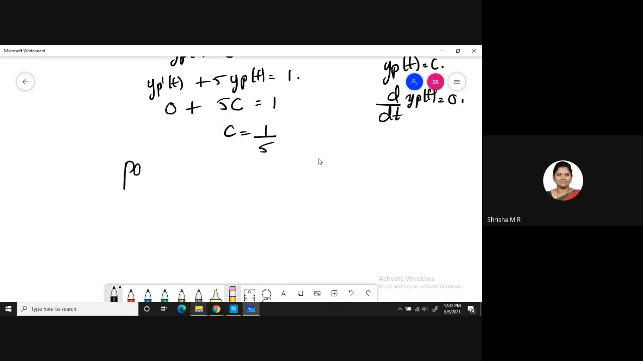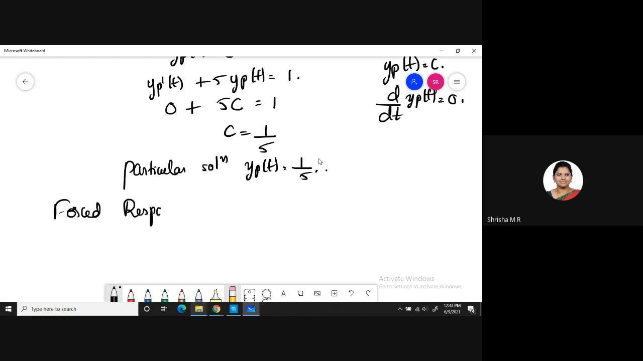The particular solution is yp of t, which is equal to 1 by 5. Got it, everyone? Clear? So we have solved the natural response and the particular response. Now we shall see the forced response.